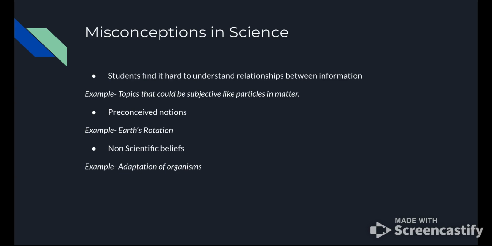Another reason for misconceptions could be preconceived notions. So just their understanding of things before coming into the classroom, and then given all that information and then having to rearrange all that information in their brain based on what they've already known, such as Earth's rotation. When I've talked about Earth rotating, students are like, whoa, we're moving, and it's kind of hard for them to understand that. And then another one is non-scientific beliefs.